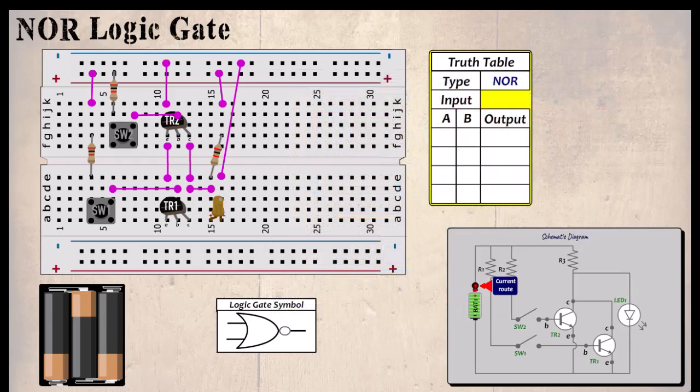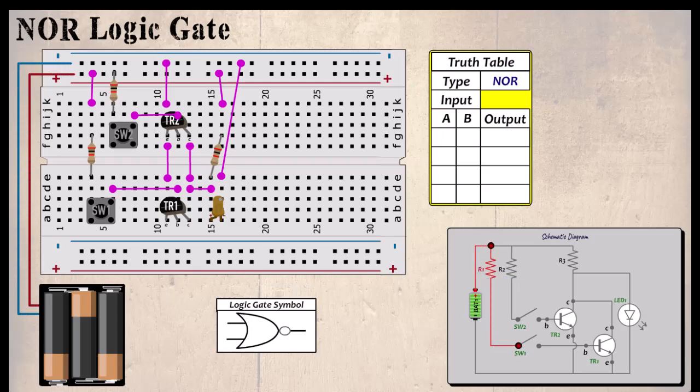So connecting the battery will cause the current to flow to SW1, which is open. It flows through R2 to SW2, which is also open. Then through R3 and to the collector of both transistors. Since both transistors are off, a complete circuit can be made through the LED, which illuminates. So if the input is 0 and 0, the output is 1.